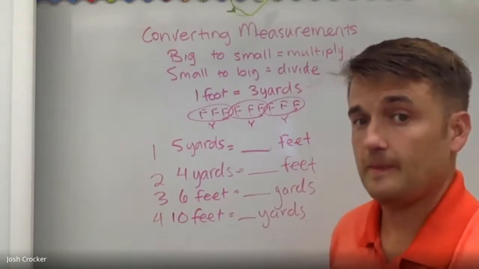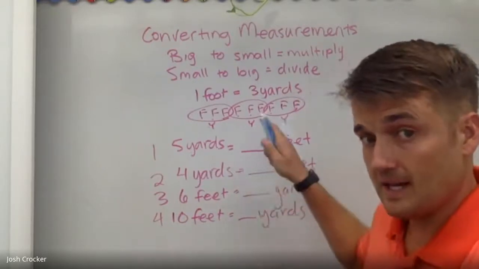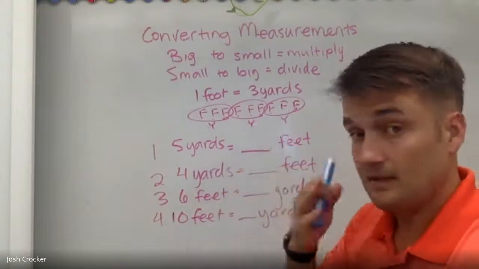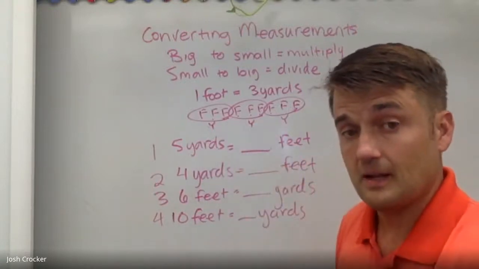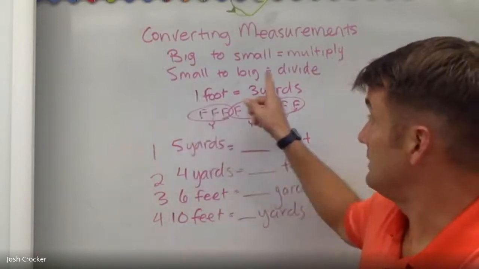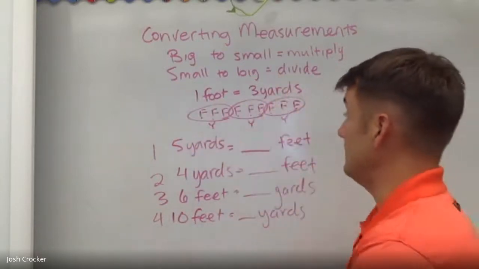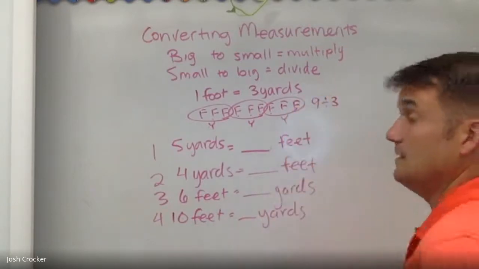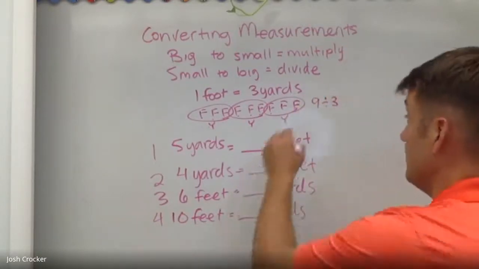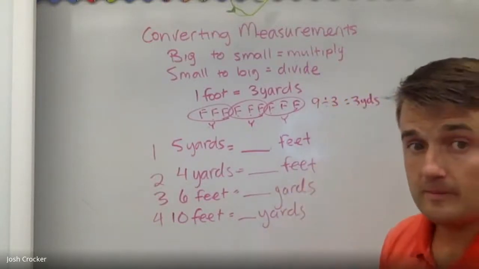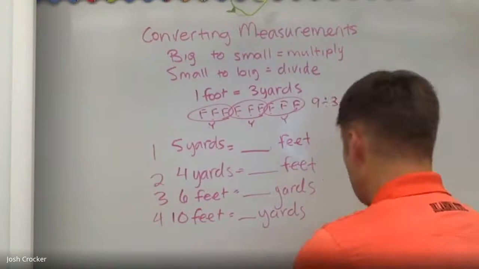So 9 feet is 3 yards. And I divided there. I went from small to big. I divided. I did 9 feet divided by 3 feet in a yard equals 3 yards. Okay. And it goes the other way also.